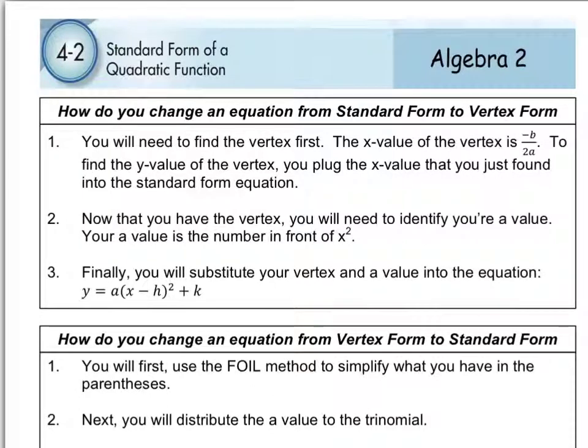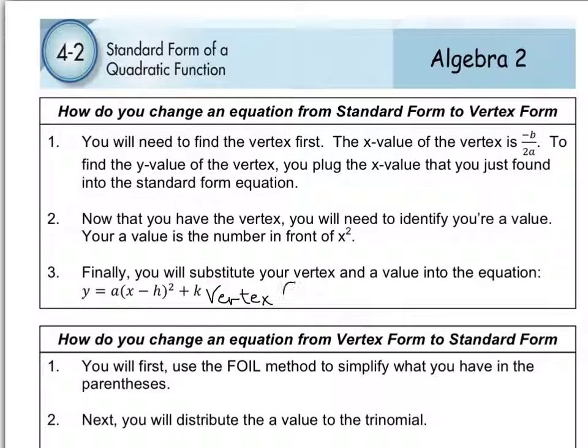This is section 4.2, part 3. In part 3 of section 4.2, we're going to be talking about how to change from standard form to vertex form. Okay. Now, if you remember, vertex form is down here below in step number 3. This is vertex form, so you may want to add that in there.